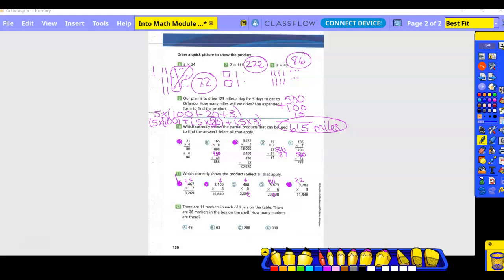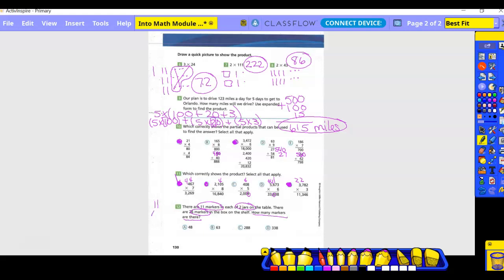Okay, number 12. There are 11 markers in each of 2 jars on the table. There are 26 markers in the box on the shelf. How many markers are there? So this is a two-step problem, right? Okay, so first of all, they have them on the table, and there's 11 markers in 2 jars, okay? And then on the shelf, there's 26. So how many markers are there? So what am I going to do first?